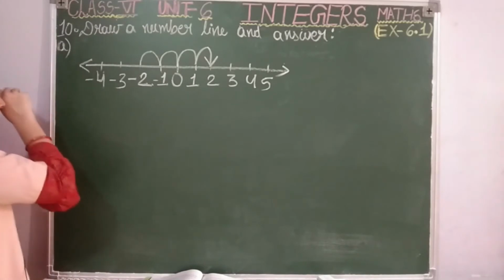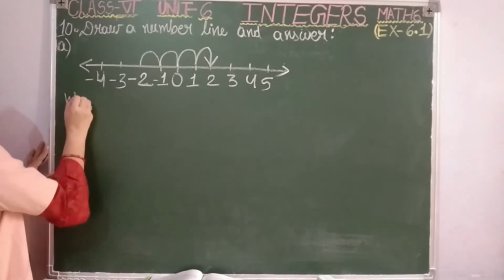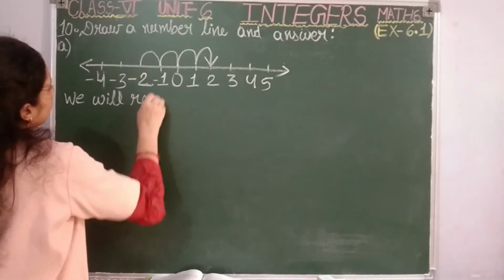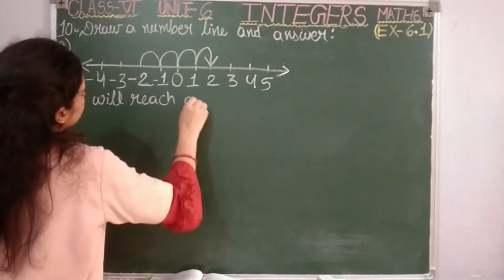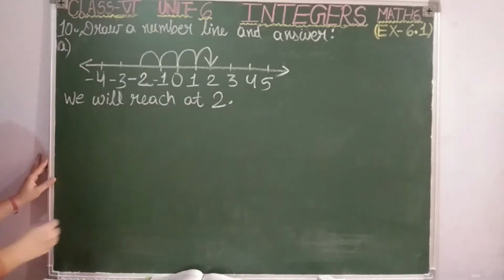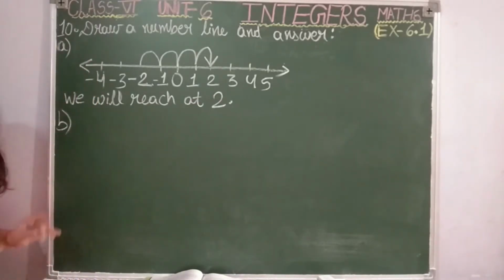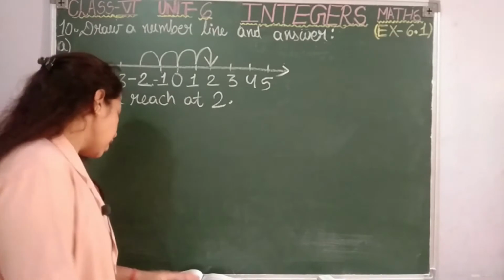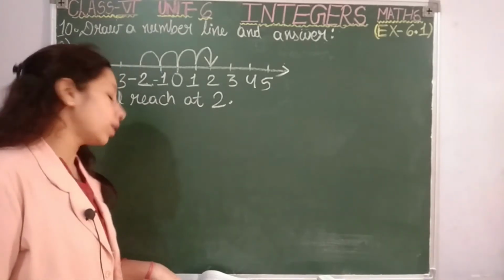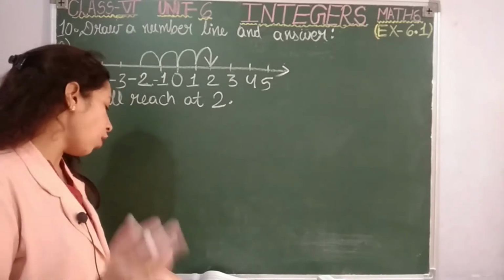Okay, so we will write here, we will reach at 2. That's all. Clear? Okay, point number B we are going to see. Again, see the question from the textbook. Point B is, which number will we reach if we move 5 numbers to the left of 1?